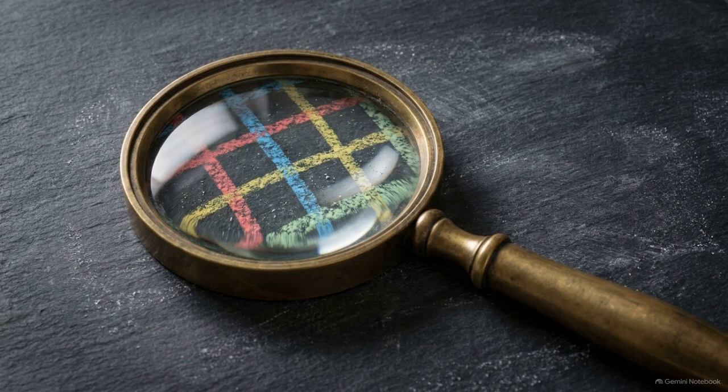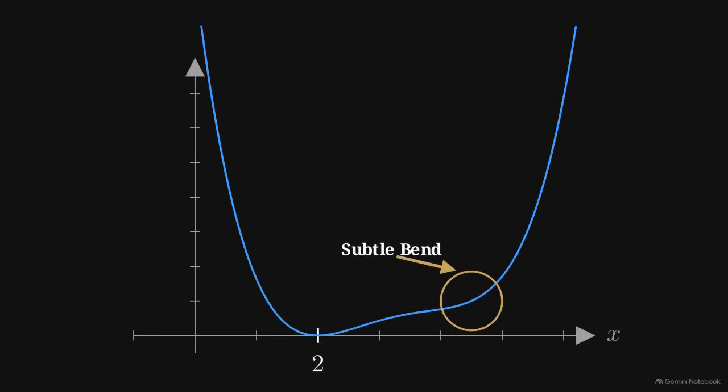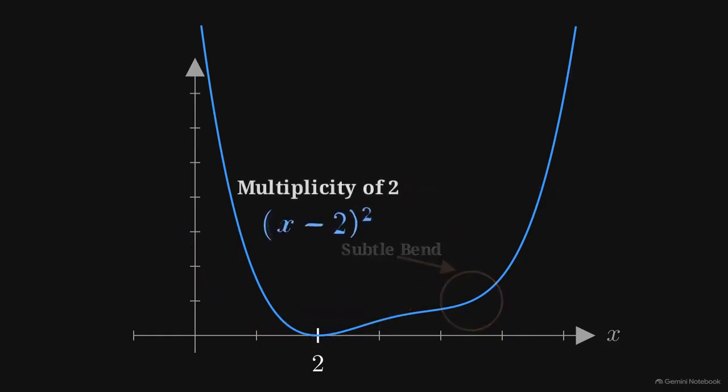To verify this, we have to look at the wider shape of the curve. There is a subtle bend in the curve high above the axis. This suggests a complexity that contradicts the shape of a simple power 4 function. By overlaying a true degree 4 graph, we see the widths do not match. A true power 4 bounce is flatter and wider. Our graph doesn't fit that profile. The local geometry confirms this root at x equals 2 only has a multiplicity of 2.